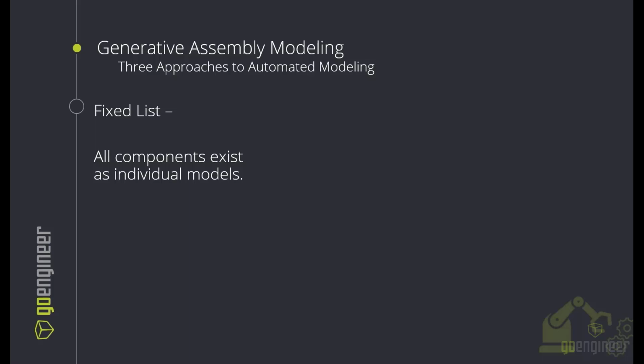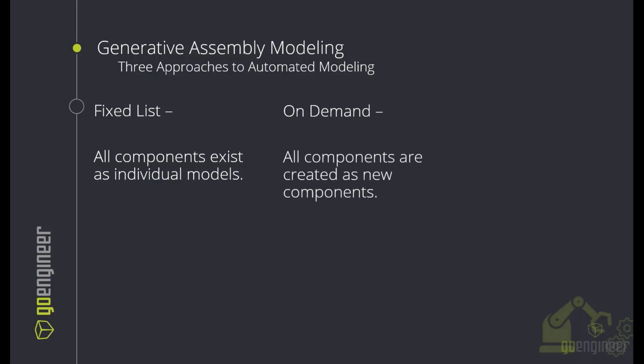So this is very similar to how we generated the fixed list of all those flanges. But this time we'll use it for some button head screws, different screw types, different fasteners. We can also generate on demand, which means that all components are created as new components and duplicates are allowed. So regardless of whether the file exists or not, regardless if this is a duplicate or not, we're always going to let them run this.